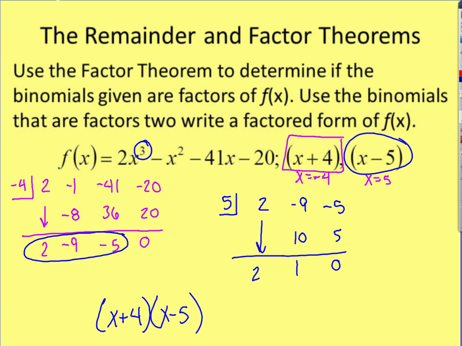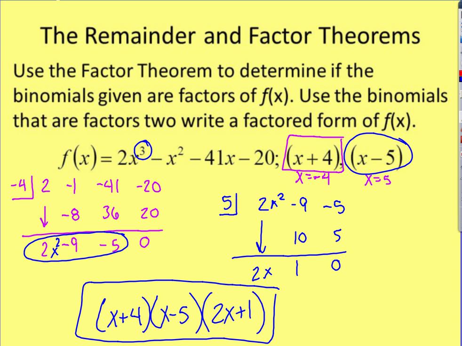This was x to the third. We divided once, so this would have ended up x to the second. So if this is x to the second, we divide once more. This is just going to be 2x. So our polynomial in factored form is x plus 4 times x minus 5 times 2x plus 1.